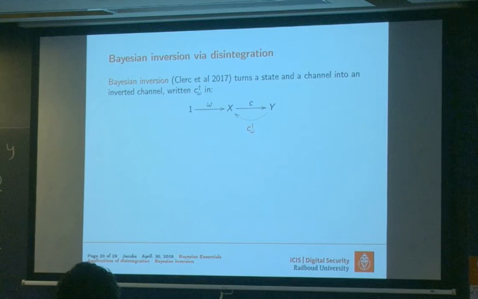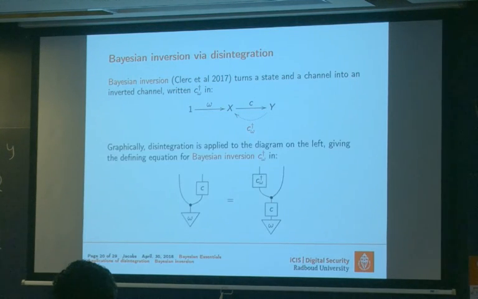What's Bayesian inversion? Bayesian inversion is an operation that, given a channel like this and a state here, gives a channel in the other direction. Again, it need not always exist, and there are various side conditions, but if it exists, it behaves very nicely. The property is this. It's a special case of disintegration. Basically, you disintegrate this joint state, and then this is the channel you pull out, and this is the equation that it satisfies.